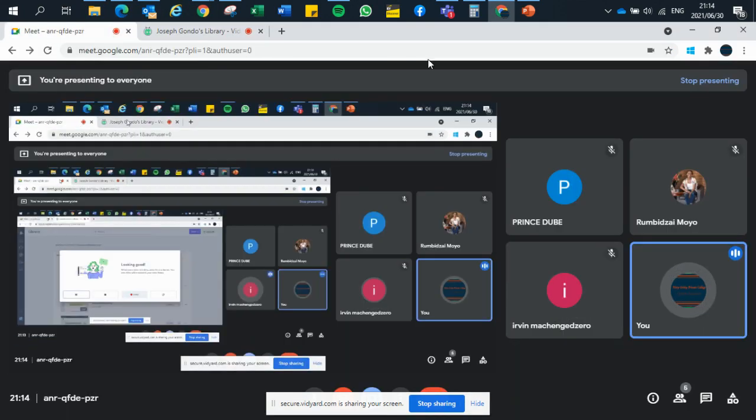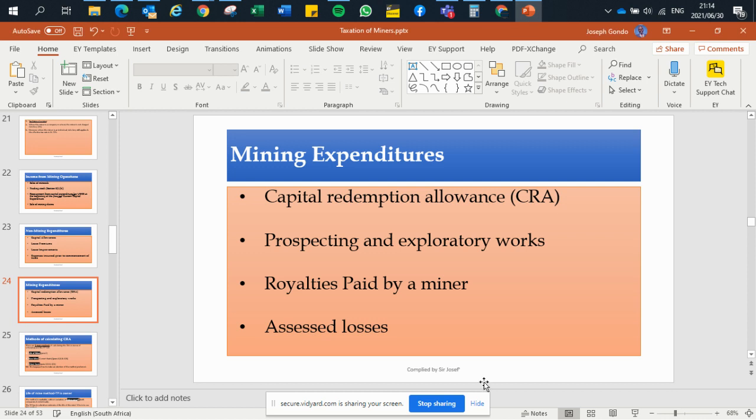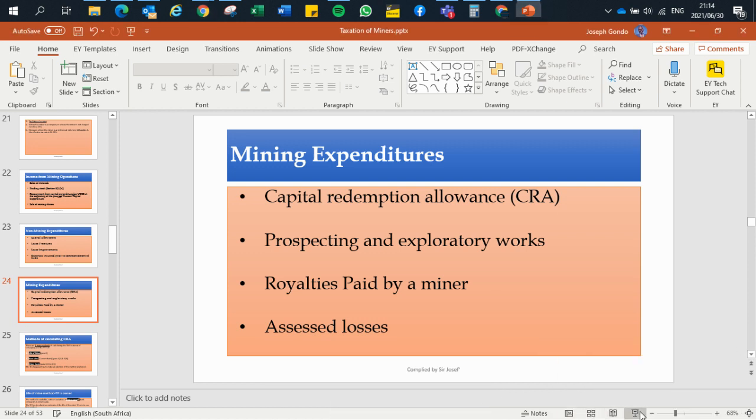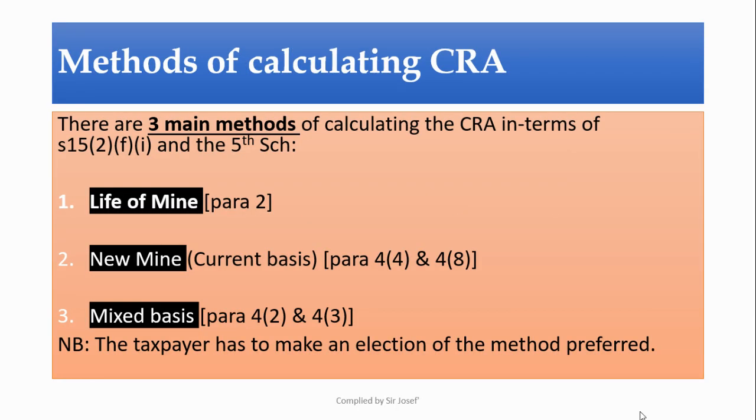Okay, now let's go to how we calculate CRA now. So there are three methods of calculating CRA. The first method is using the life of mine basis. And this is per paragraph two of the fifth schedule.